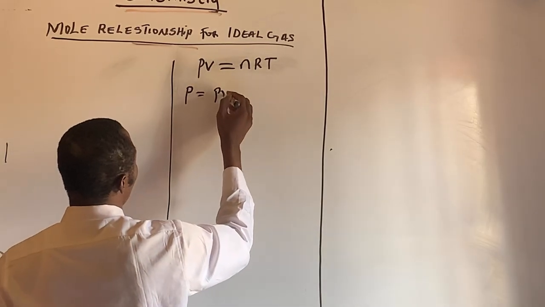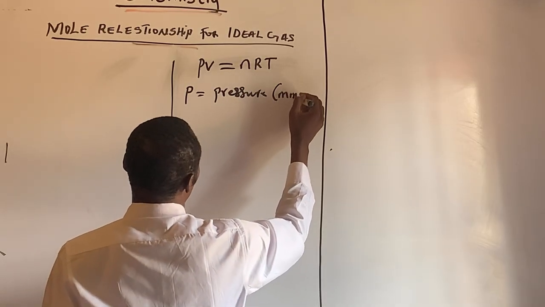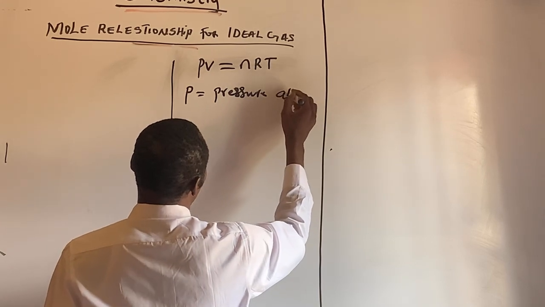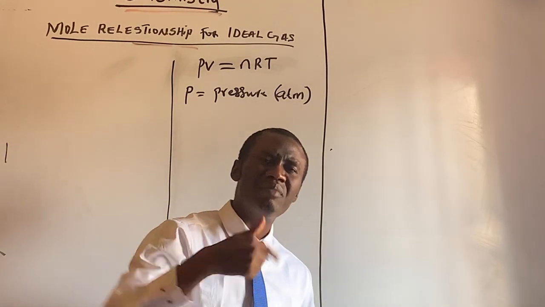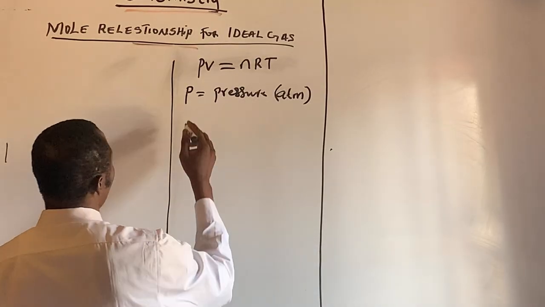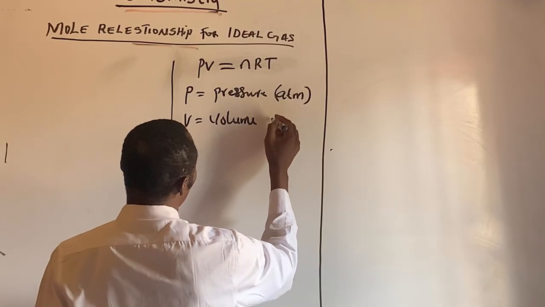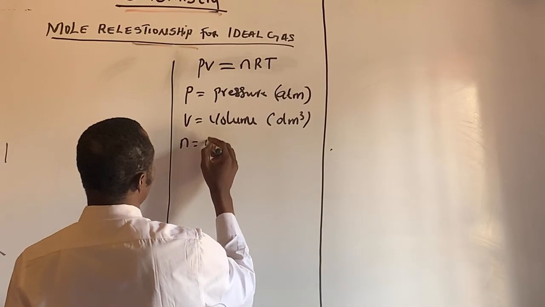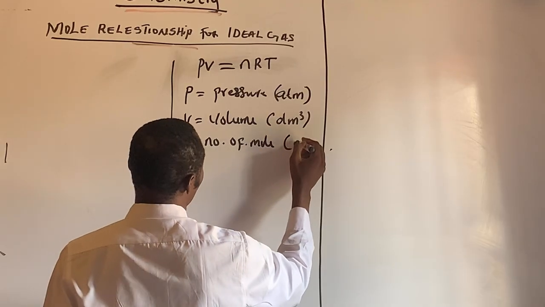Now, what is P? P represents the pressure, and the pressure is measured in millimeter mercury. Sorry, the pressure is measured in ATM. Although, if the pressure is given to you in millimeter mercury, you have to convert it to ATM. Now, we have the V, which is the volume, and the volume is measured in dm³. Then we have the n, which is the number of mole. Of course, it is measured in mole.